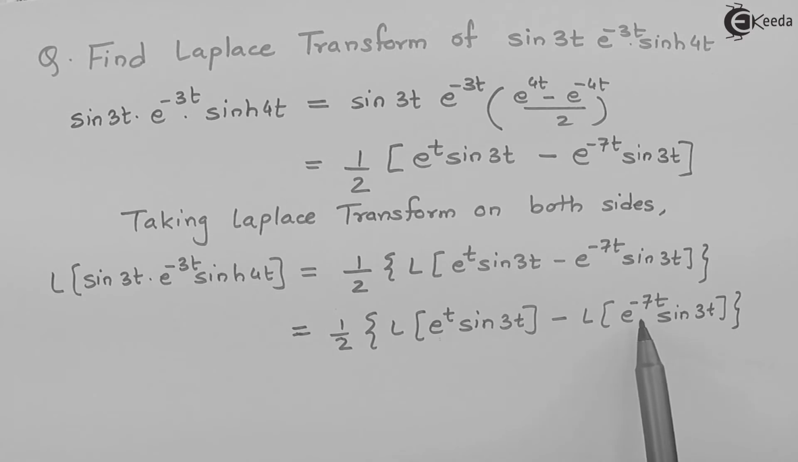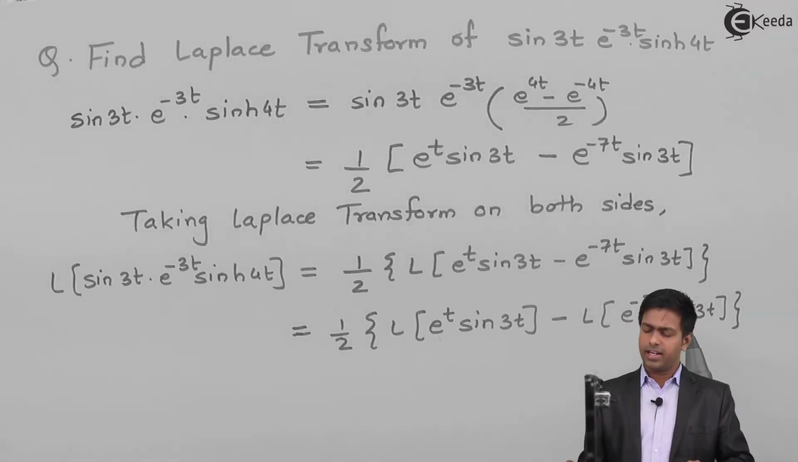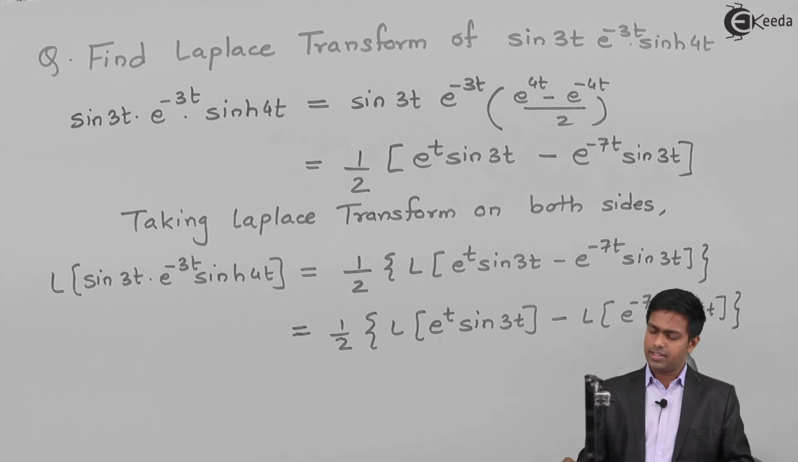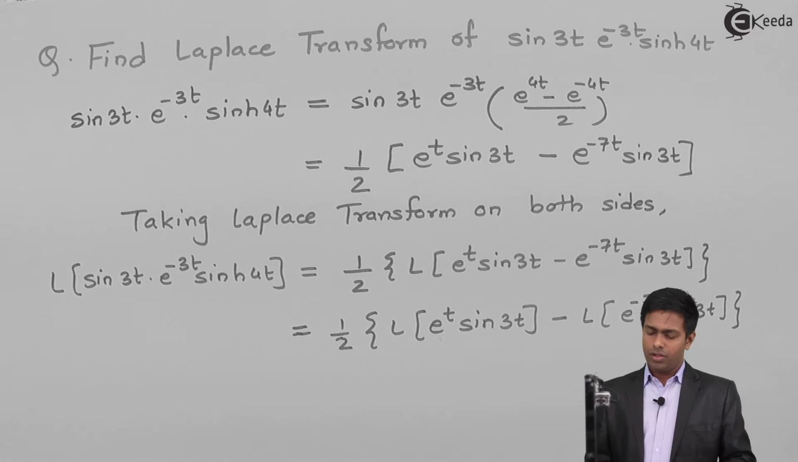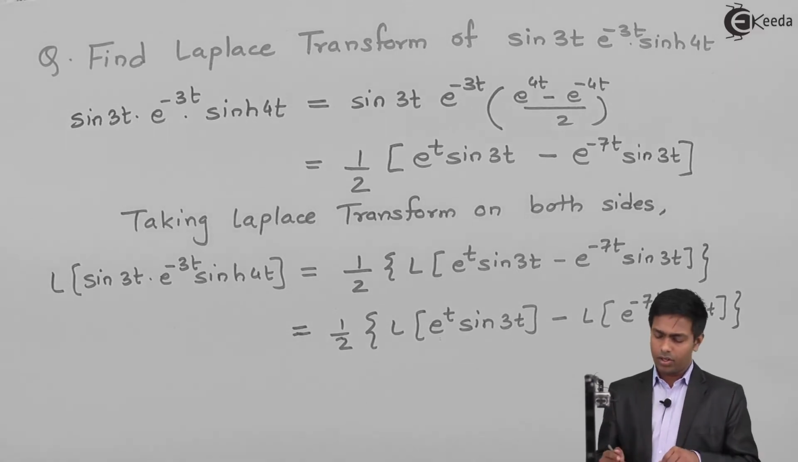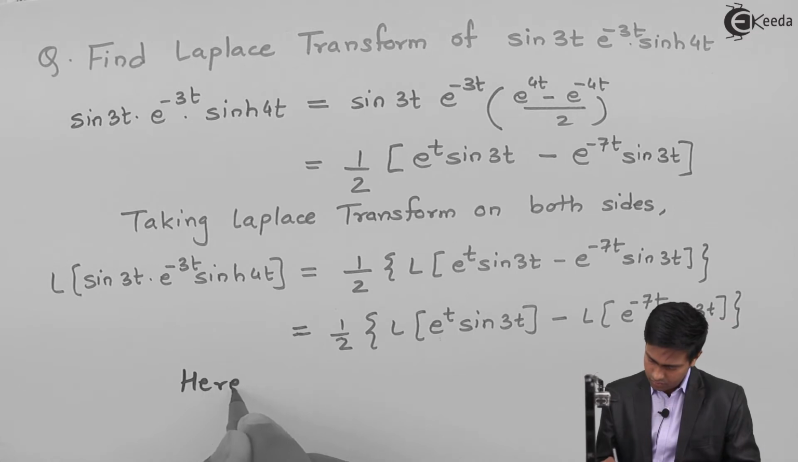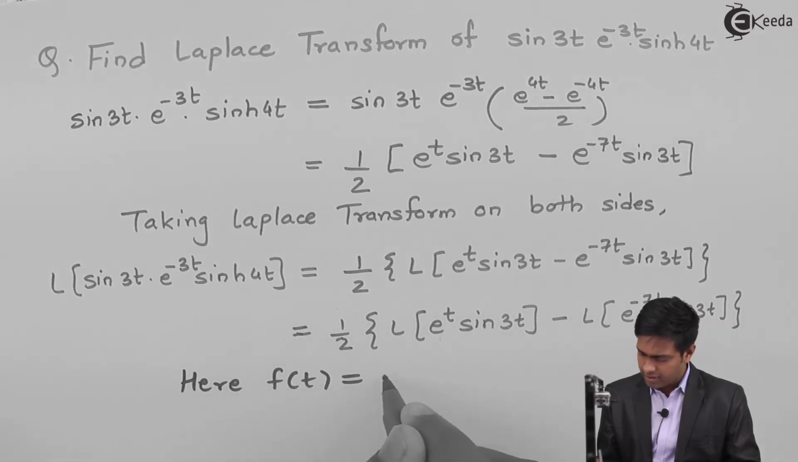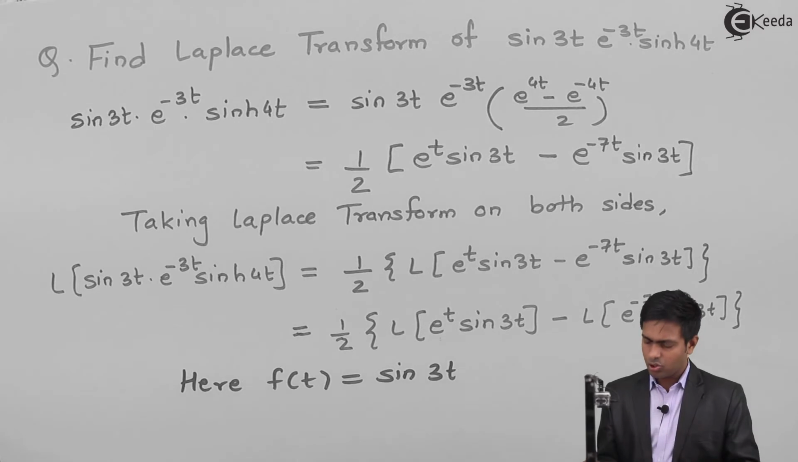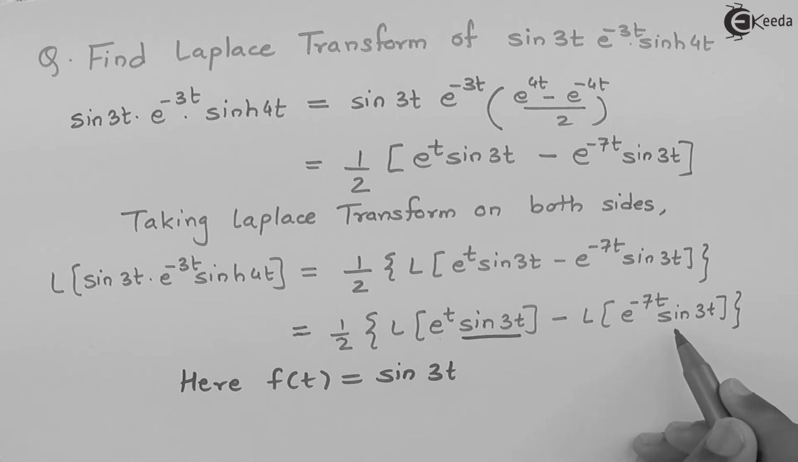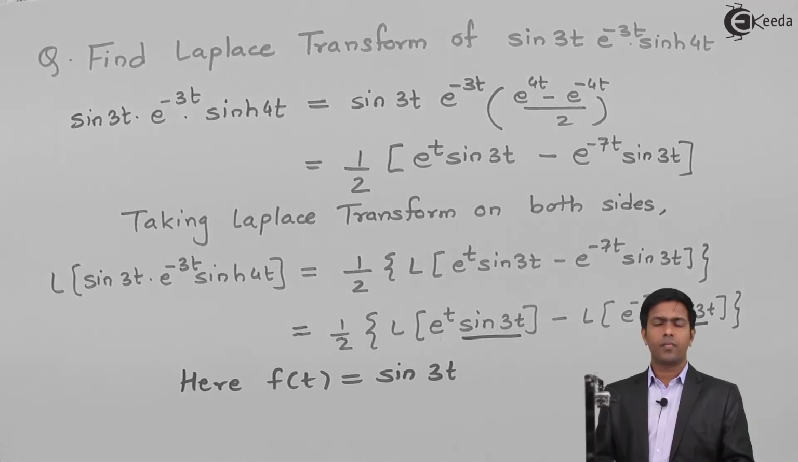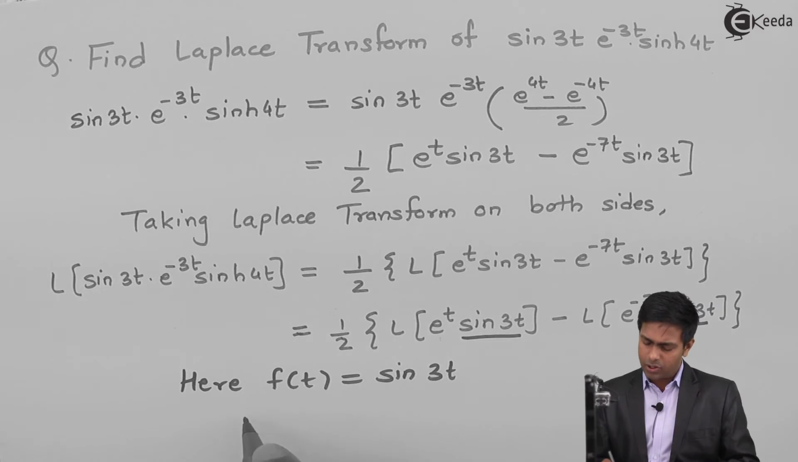Similarly, in the second function we have e raised to minus 7t into sine 3t, so it is also matching with the same property. So sine 3t is our function of t, whereas this e raised to minus 7t is our e raised to minus at. So here I can say that the function of t is sine 3t. This function is the same in both the terms, so here also we have sine 3t and sine 3t. Now what is Laplace of this function of t?